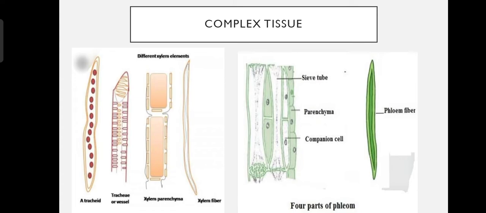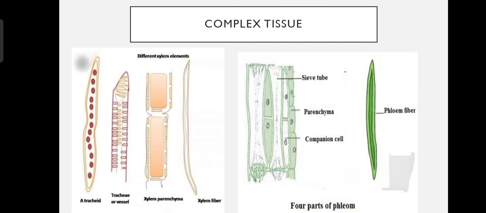Next, companion cells. Companion cells are attached to sieve tubes and they are connected to them through these pores. Companion cells decide the direction of food, either the food goes in upward direction or in downward direction. Next is phloem parenchyma. Phloem parenchyma are the parenchymatous cells which help in the storage of food. And last one, phloem fibers, which provide support to all these cells.